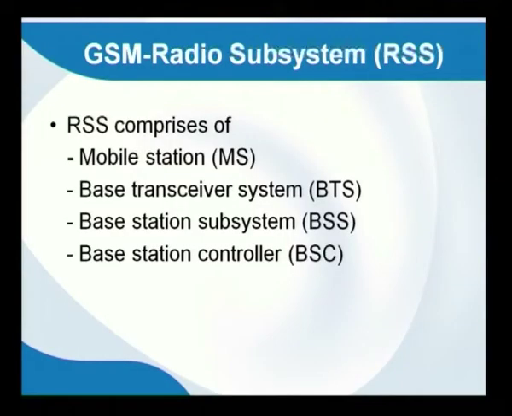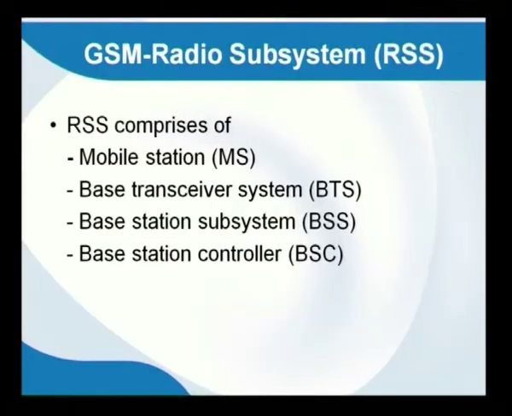Let us start our discussion from the radio subsystem, the first and very important part of the architecture of this GSM network. The RSS comprises the mobile station, that is the mobile phone used by the GSM users, and the base transceiver system, that is the actual tower we see in the network. The third one is the base station subsystem, that is the BSS, and the last one is the base station controller, that is the BSC. We will discuss the individual subsystems in depth.